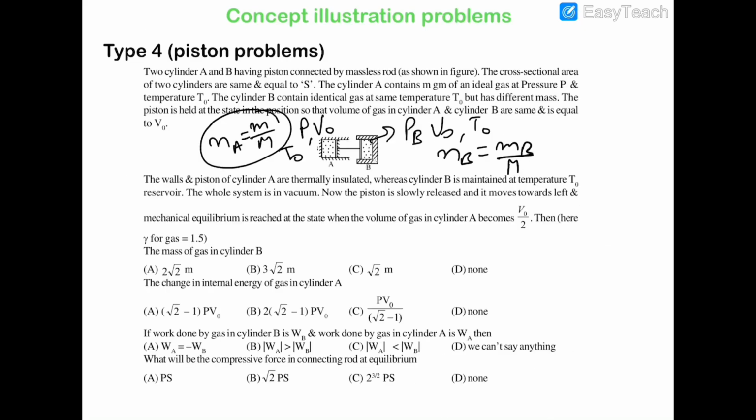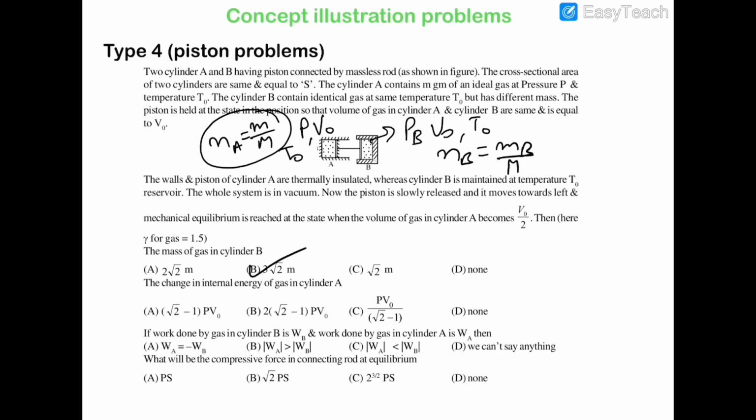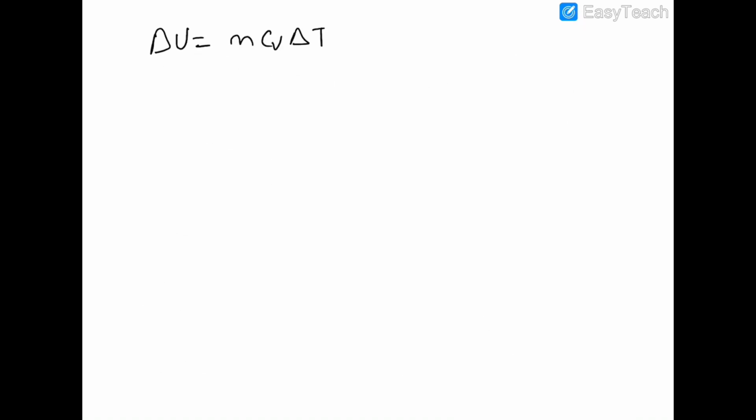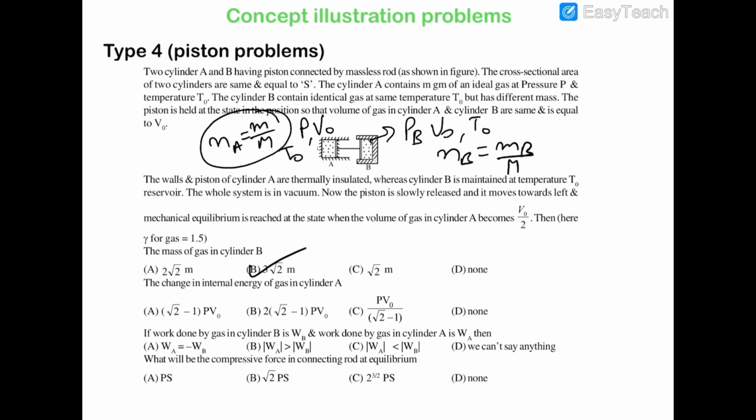So the correct option will be B. And now we have to find out the change in internal energy of the gas in cylinder A. We can see that delta U will be equal to n Cv delta T. Now let us see Cv for the gas.